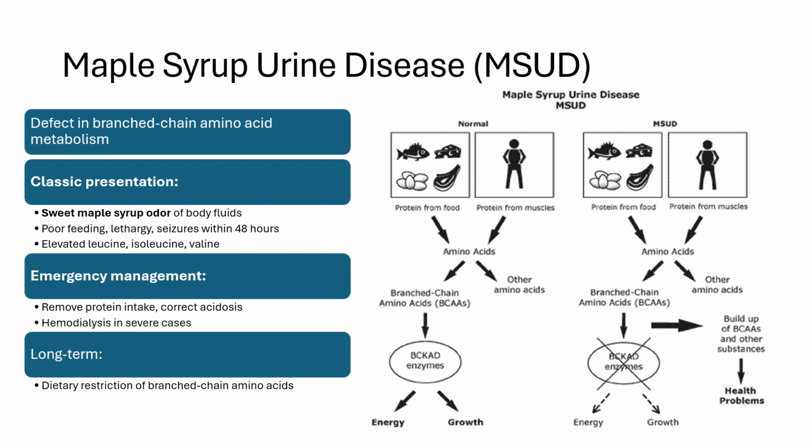Even minor illnesses trigger catabolism, releasing branched-chain amino acids from muscle breakdown. Parents need emergency protocols for sick days, including immediate medical evaluation and preventative hospitalization during any metabolic stress.